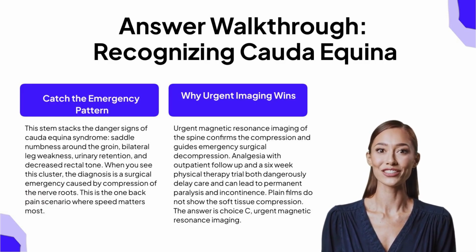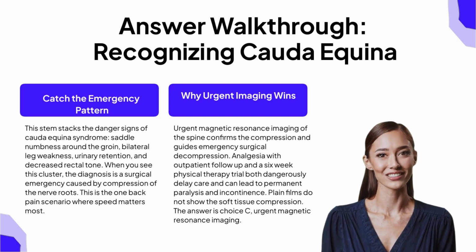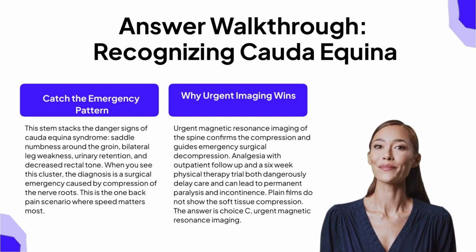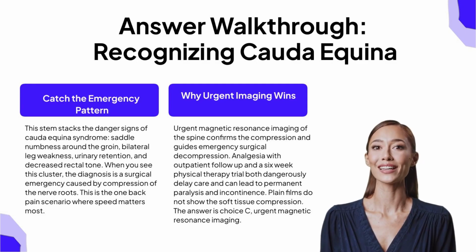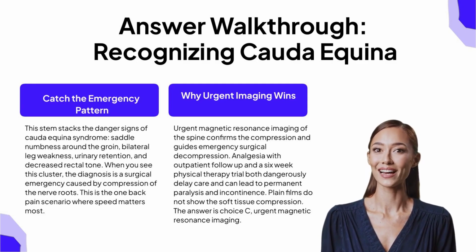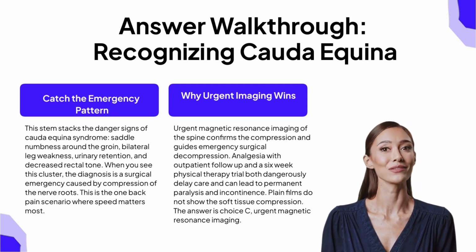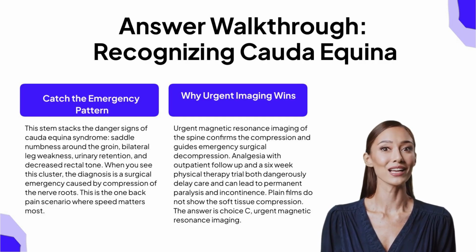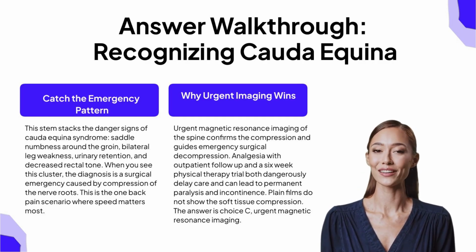First, catch the emergency pattern. The stem stacks the danger signs of Cauda Equina Syndrome: saddle numbness around the groin and inner thighs, weakness in both legs, an inability to urinate, and decreased rectal tone on exam. When you see that cluster, you are looking at compression of the nerve roots, and this is a surgical emergency.